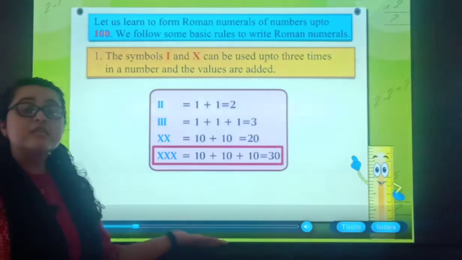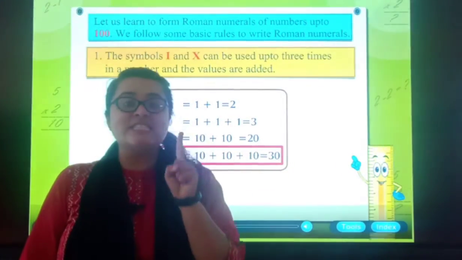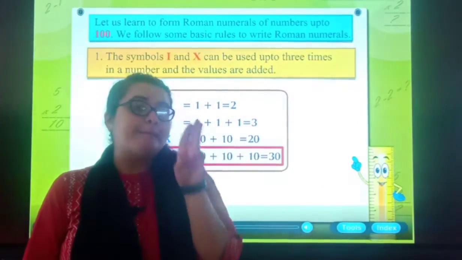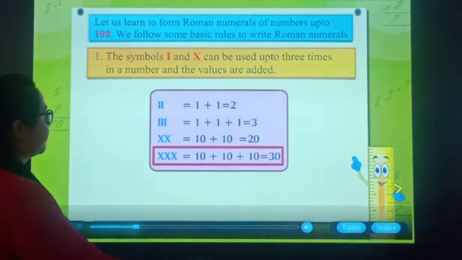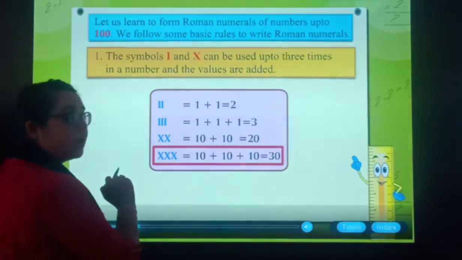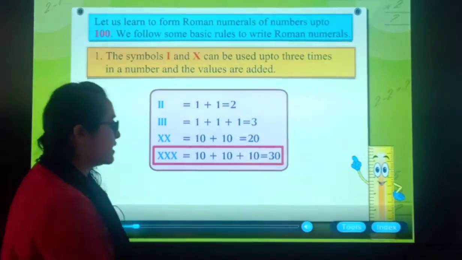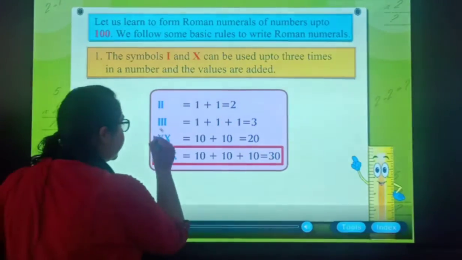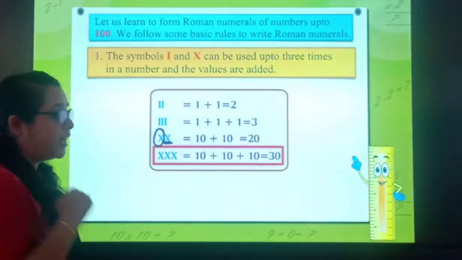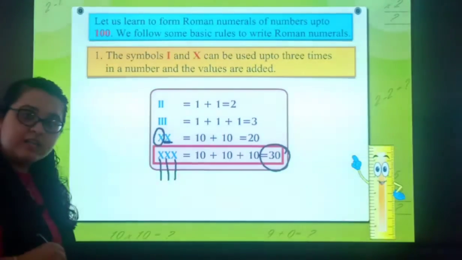Wait, see, this is rule 1 for the Roman numerals. In this rule, हम I or X, I stands for 1 and X stands for 10. मैं ये दो सिंबल सिर्फ 3 बार यूज कर सकती हूँ, maximum 3 times in a number. See, मैंने 2 बार 1 लिखा, that means 1 plus 1 is 2, 3 times 1, 1 plus 1 plus 1 is 3. मैंने 2 बार X लिखा, एक X कितने, एक X 10. See, this X stands for 10, this another X stands for 10. 10 plus 10 results to 20. अब 10, 10, 10 results to 30. Understood?